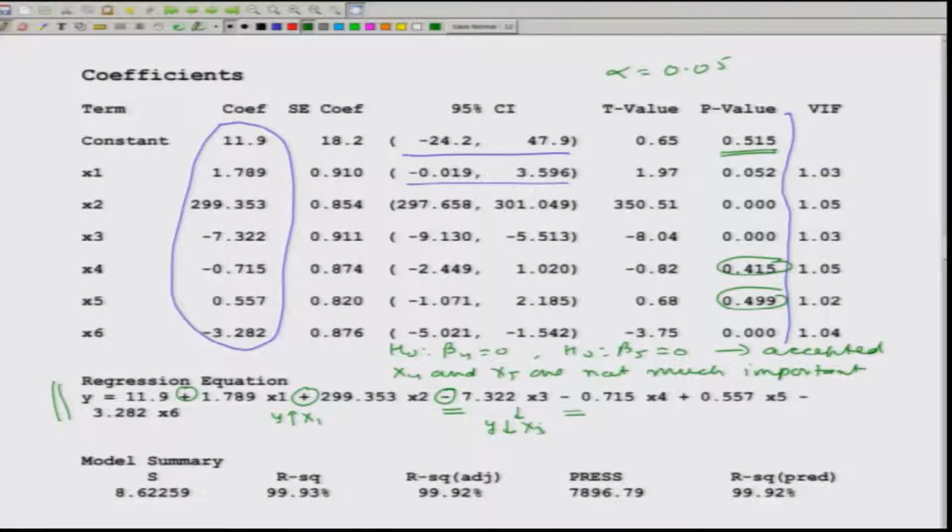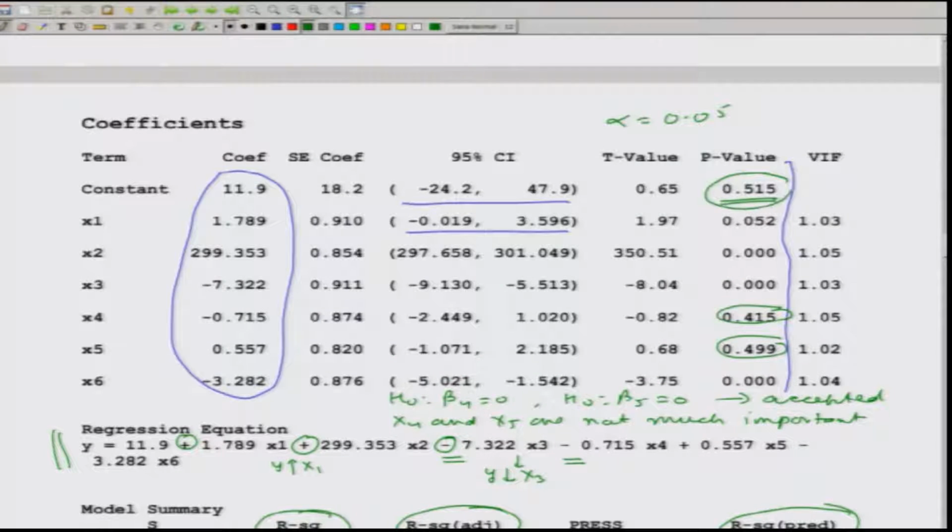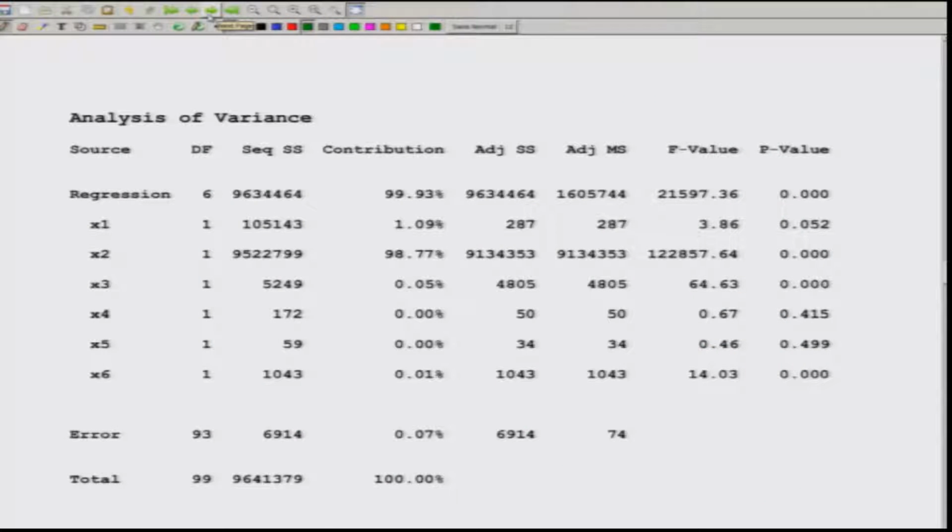Right. Now when we look at the model summary, we can see that the R square is coming out to be pretty high, right, and even the R square prediction is also pretty high. So the fitted model is good, but now there is a doubt that the x4 and x5 variables are not contributing much, and similarly there is a doubt about the presence of the intercept term also, right. So we now try to consider the analysis of variance part.